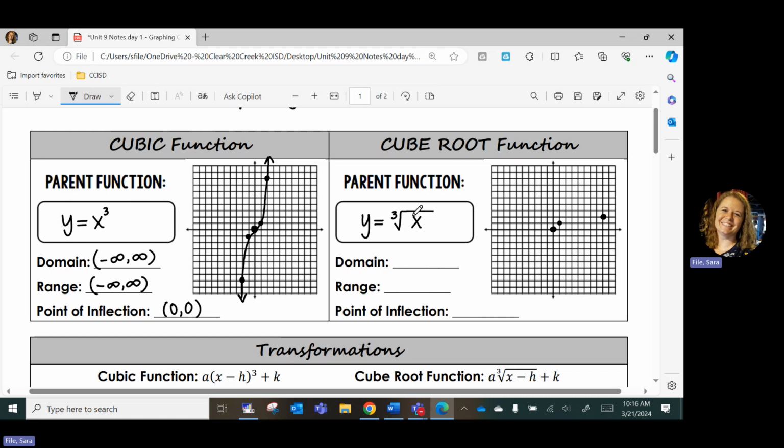Okay, and so we already established the cube root of 1 was 1. So the cube root of -1 is -1. So -1, -1. So those 3 points in the middle, those are the exact same 3 points from the cube. But this point over here was at 8, 2. So where do you think we should have another point? -8, -2.